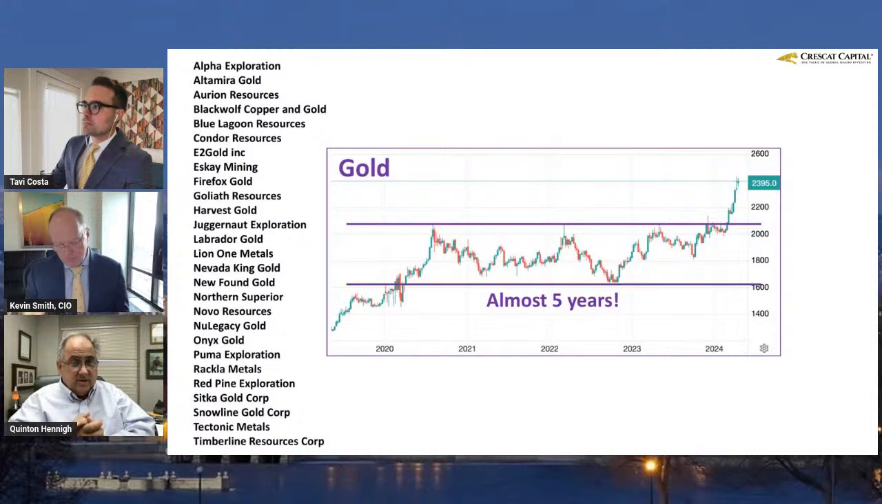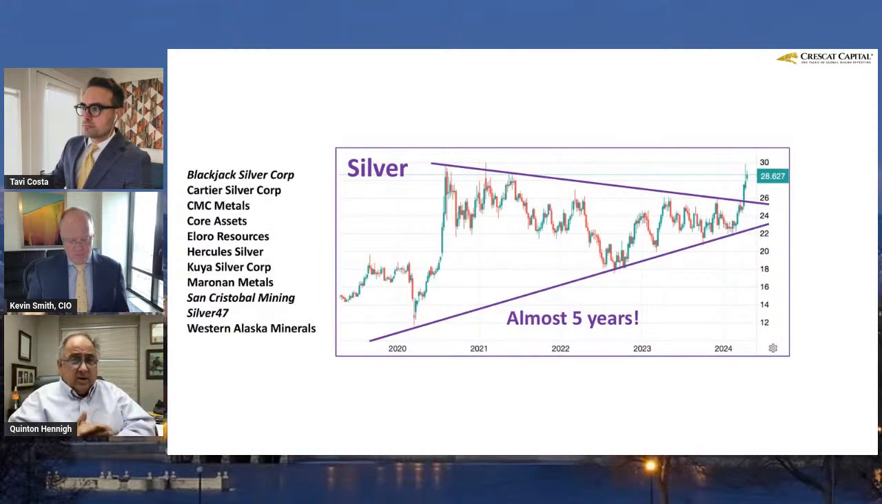Let's go to the next slide. This is silver. The list is shorter. Oh, and by the way, I have in italics private investments. So companies that are private companies, not publicly traded, but ones that we've invested in. We can do that here as a fund. It's one of our modes of investing.